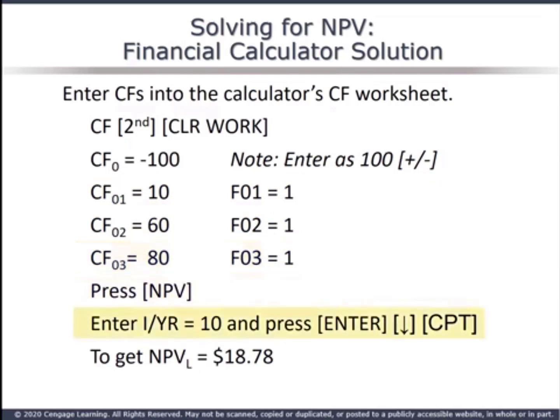With I equals 0 displayed, enter 10, press Enter and down. With NPV equals 0 displayed, press Compute. Try it out to be sure you get the correct answer, 1878.